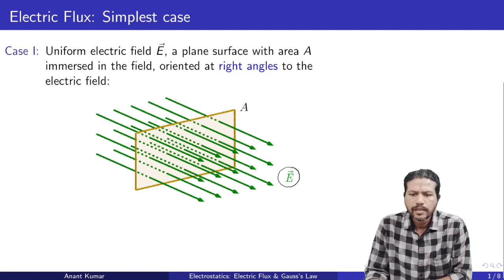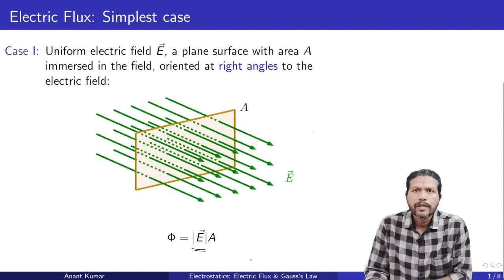In this case the flux of the electric field can be simply defined as the magnitude of the electric field, that is mod of E, multiplied by the area. This is the simplest possible scenario. So basically the flux is nothing but the electric field multiplied by the area.